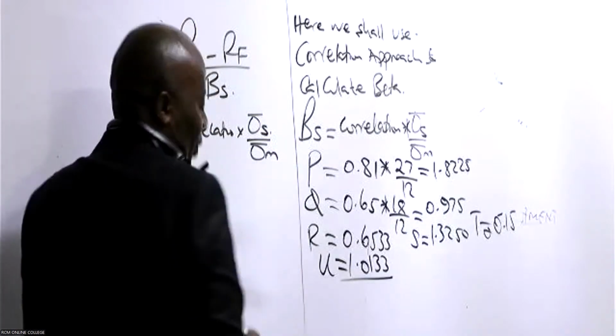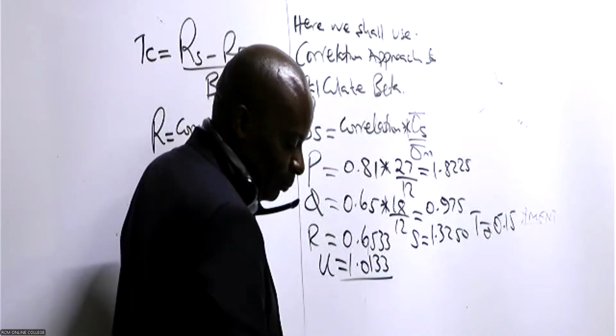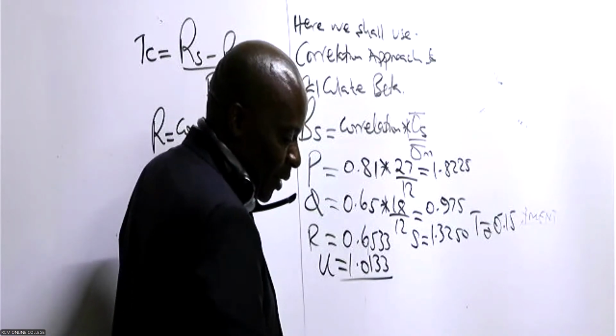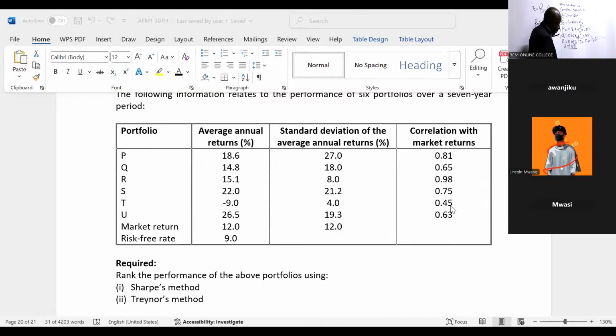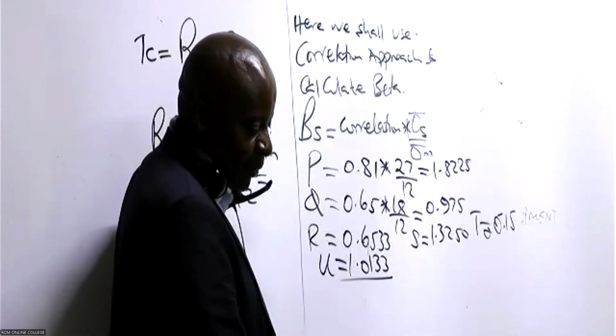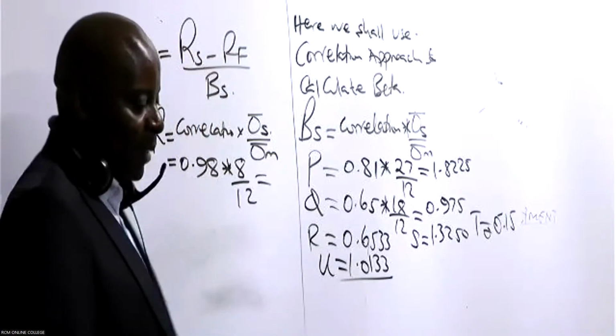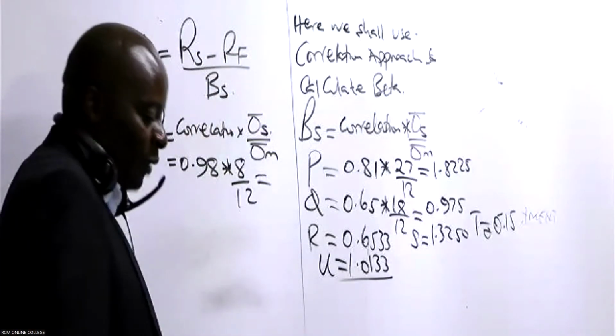So for R, are you able to see the correlation for R? Please help me out. For R, the correlation is 0.98, eh? How about the standard deviation of that security, R? Are you able to see it is 8? Divided by 12. Maslin, how could you get even a negative number? I hope now you are okay, Maslin, with how we got that 0.6533.